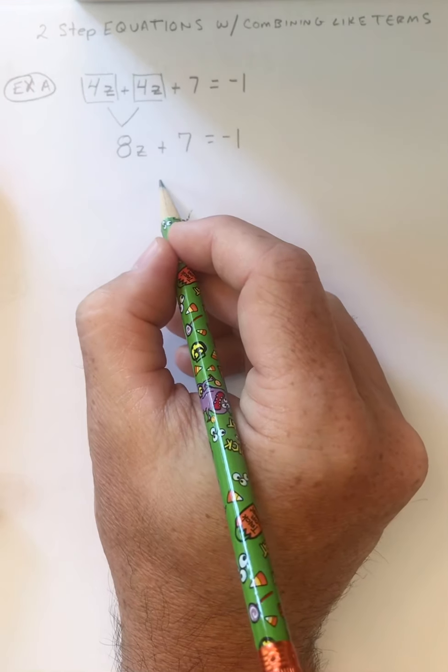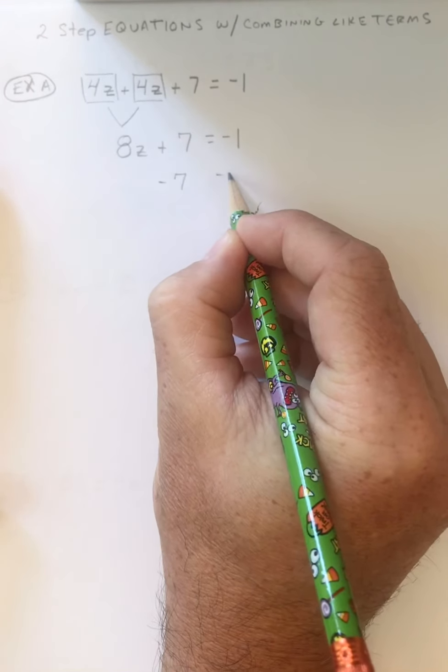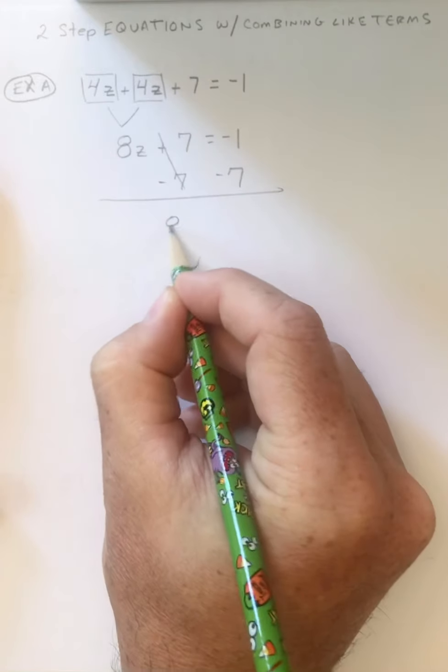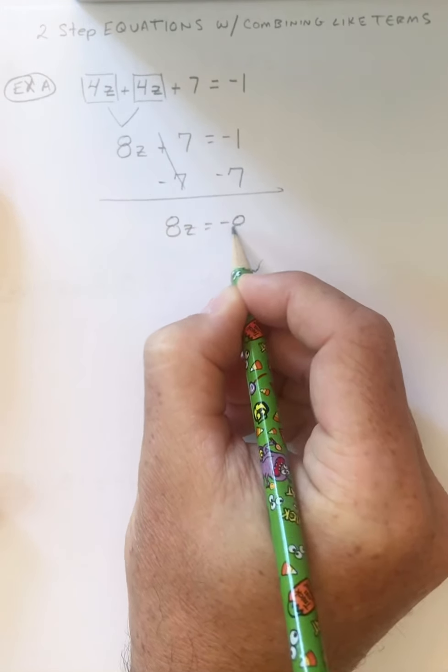Now I have my two-step equation. Okay, and I simply solve from here. Subtract 7, cancels, and I get 8z equals -8.